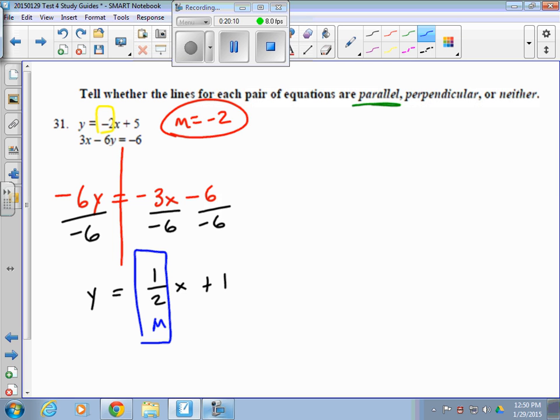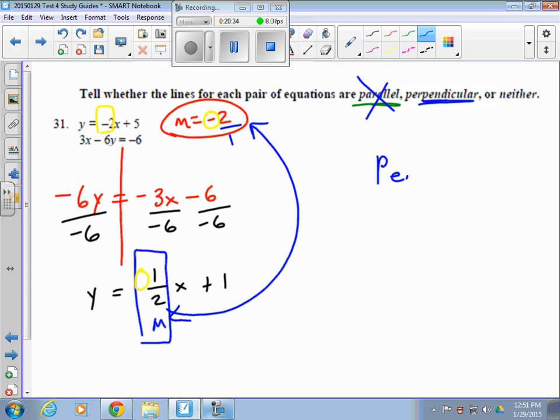Compare the two slopes, 1/2 and -2. They're clearly not the same, so it's not parallel. In order to be perpendicular, it has to be the negative reciprocal. That means one of them's positive and one's negative. We got that happening. One's positive and one's negative. And the reciprocal means to flip it. -2/1, when you flip it, becomes 1/2. So these are perpendicular lines.